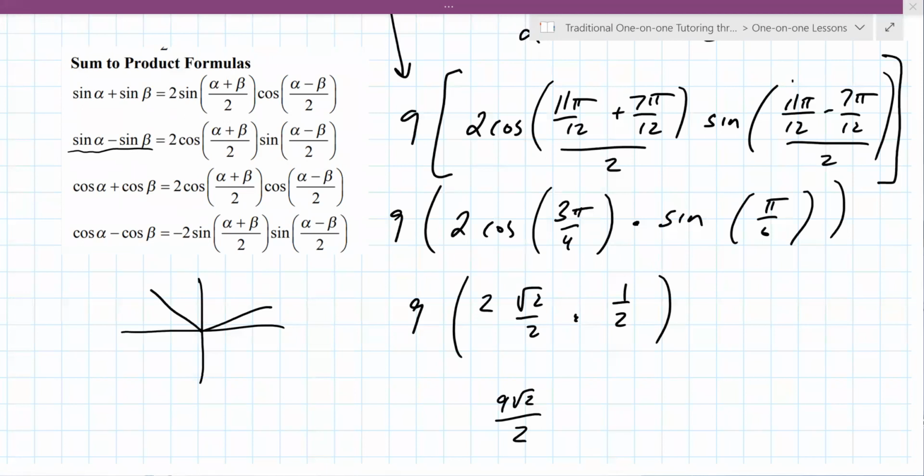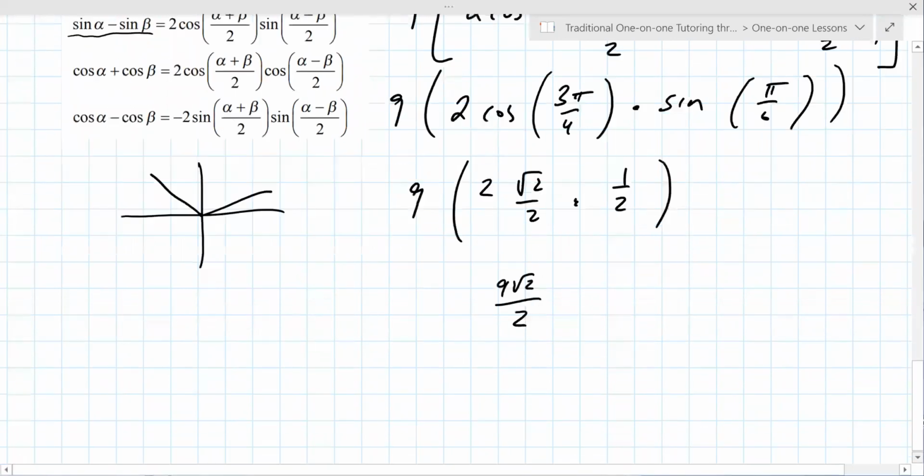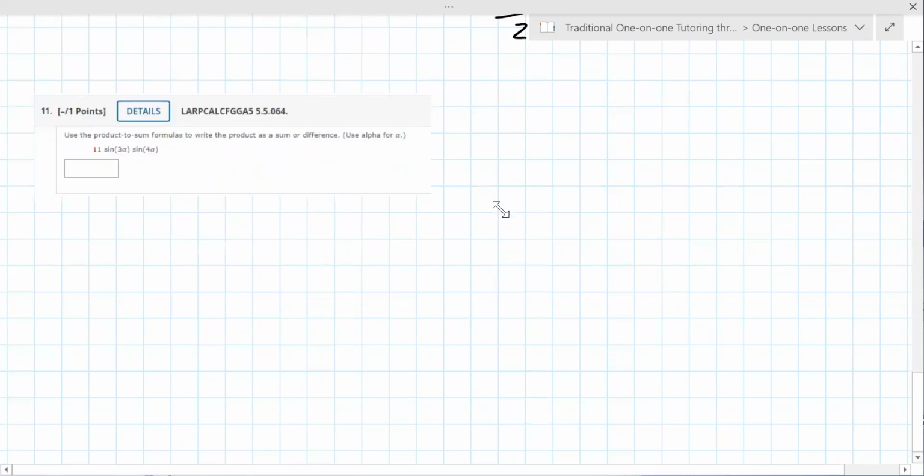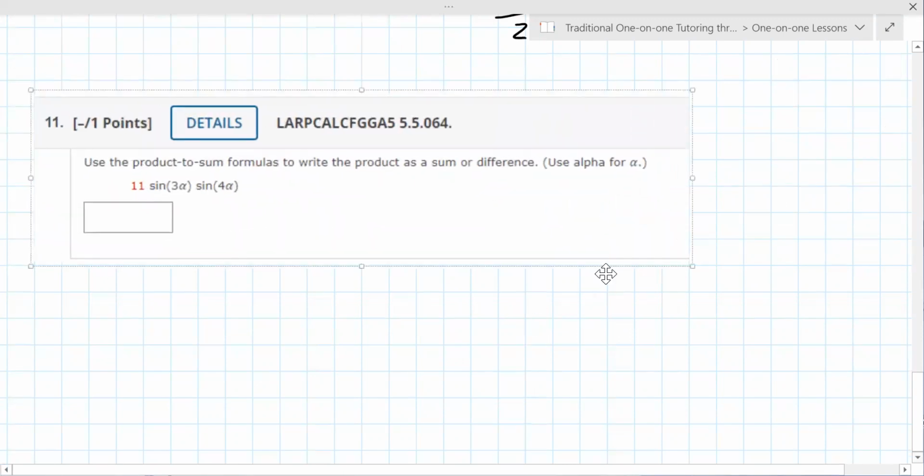Remember early what you're working on. So Niko, I'm going to grab question 11, because 10 is kind of like 11. This time it's product to sum, not sum to product. It's like going backwards on this. It says use product to sum formulas to write the product as a sum or difference.